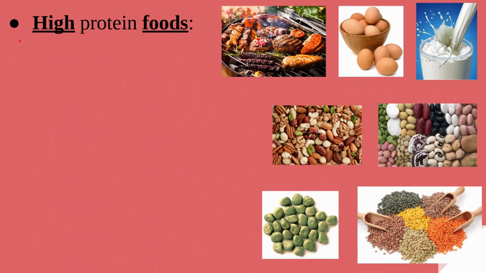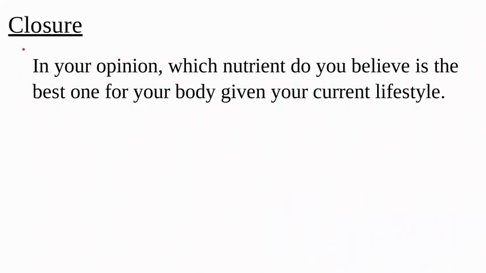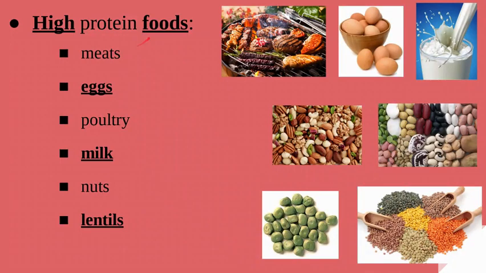Foods that are very high in protein: meats, eggs, poultry, milk, nuts, lentils. Now, there is a lot of debate in terms of which foods have higher amounts of protein. And to be honest, nowadays you can get the same amount of protein from meats as you can from nuts and lentils.